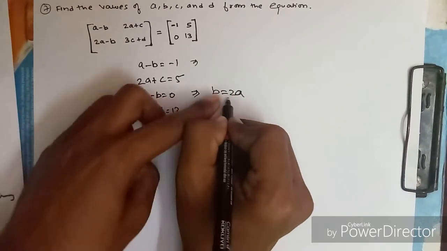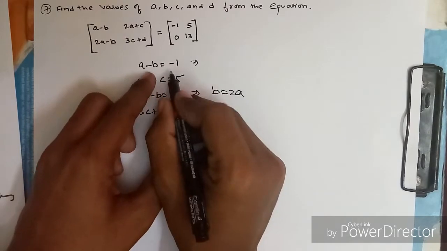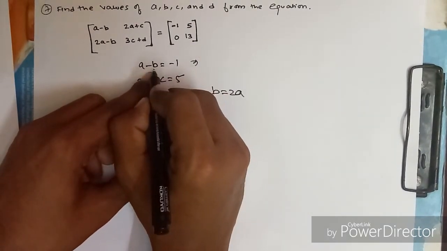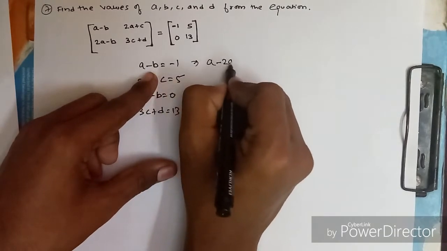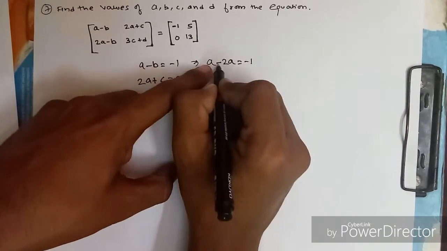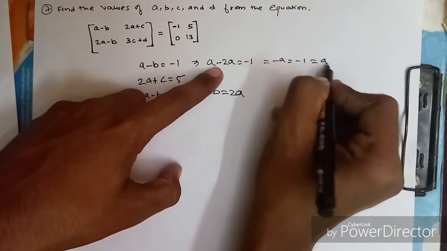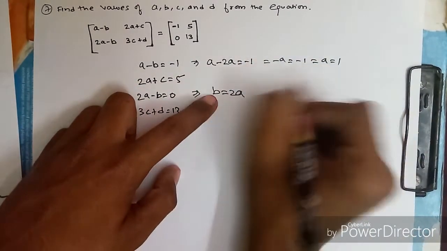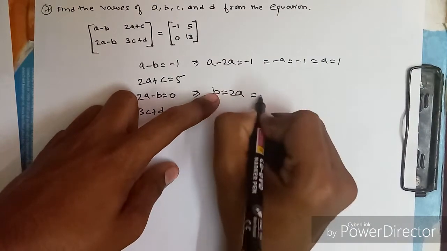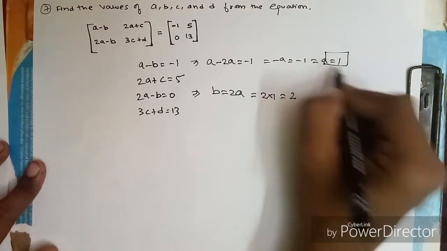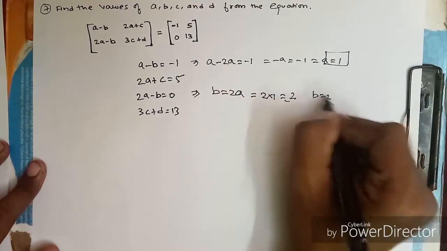So we will write the value of b equals 2a in this equation. So the value of b we put here is 2a. So a minus 2a equals minus 1, that is, a minus 2a is minus a, equals minus 1, so a equals 1. So if a equals 1, then b equals 2a, that is 2 into 1 equals 2. We have found the value of a, and we have found the value of b equals 2.